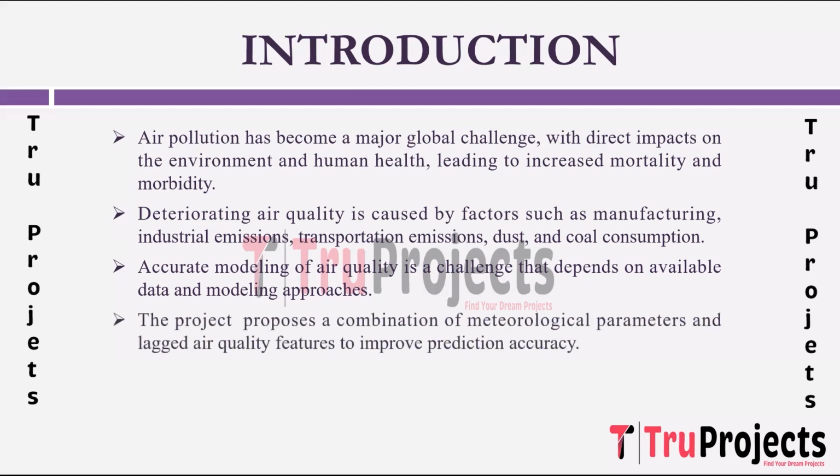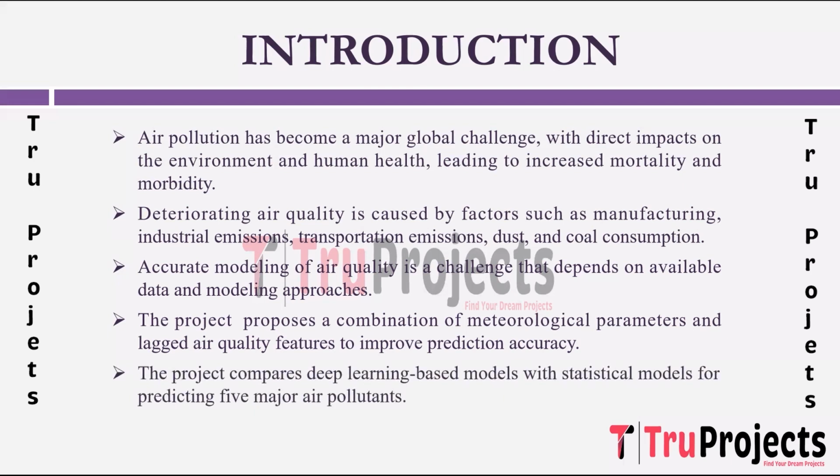The project introduces a novel approach to enhance prediction accuracy by leveraging a combination of meteorological parameters such as temperature, humidity, wind speed, and historical air quality data. This approach involves incorporating lagged air quality features, which means using past pollutant concentration values as predictors to forecast future air quality levels. By integrating these factors, the aim is to refine the accuracy of air quality predictions.